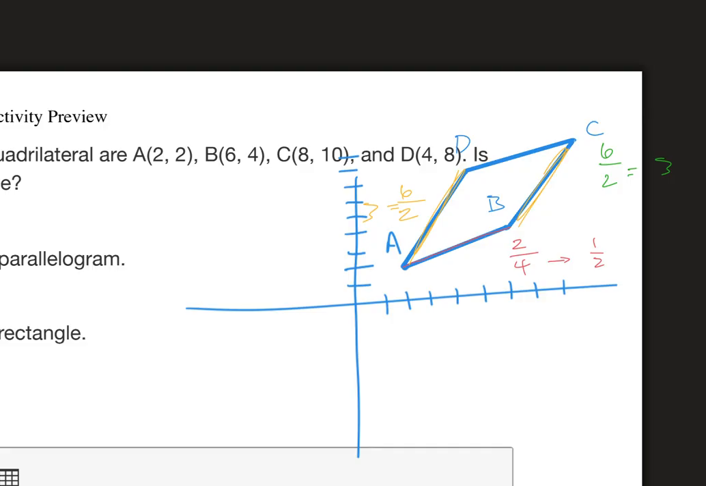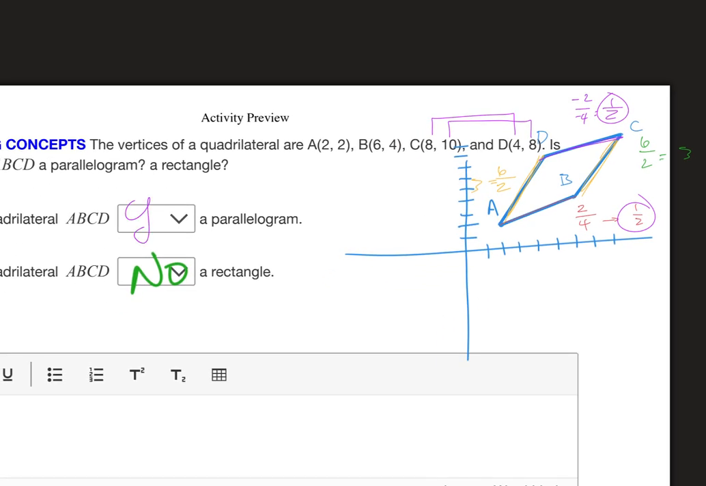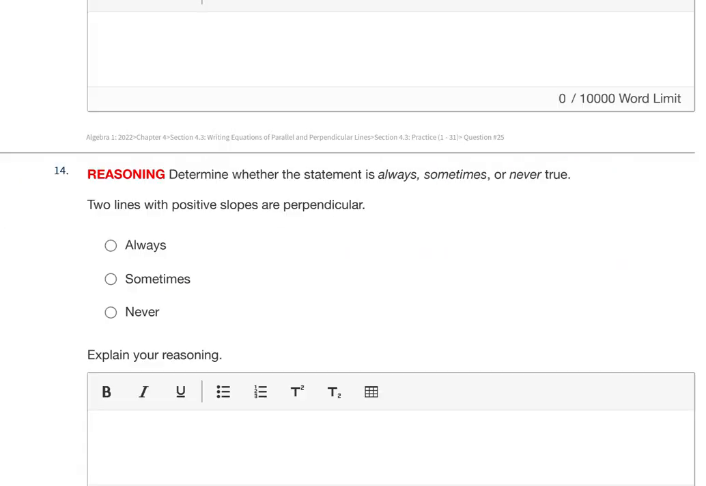DC. All right, DC is here. 8 minus 10 is negative 2. Uh-oh. 4 minus 8 is negative 4, which turns out to be 1/2. This thing is, yes, it's a parallelogram.